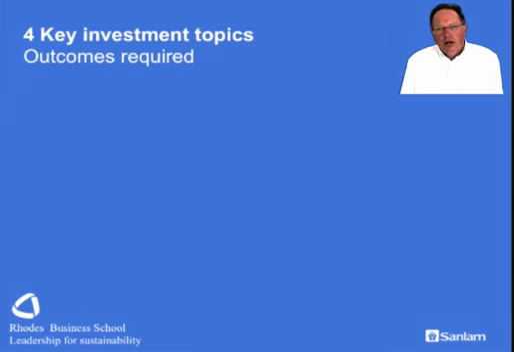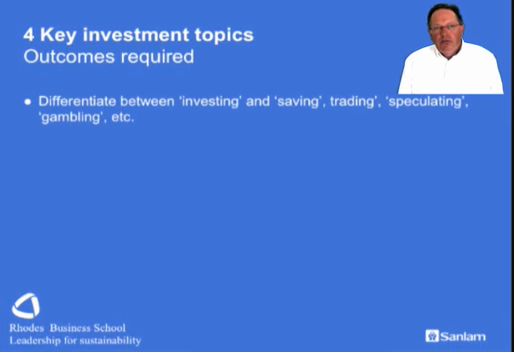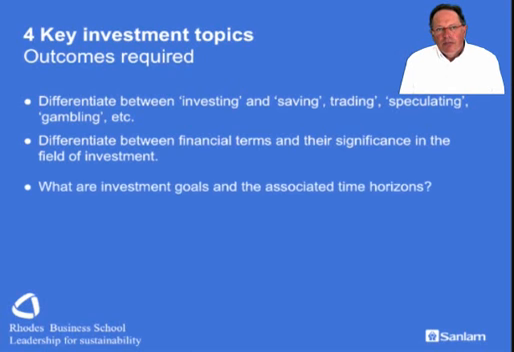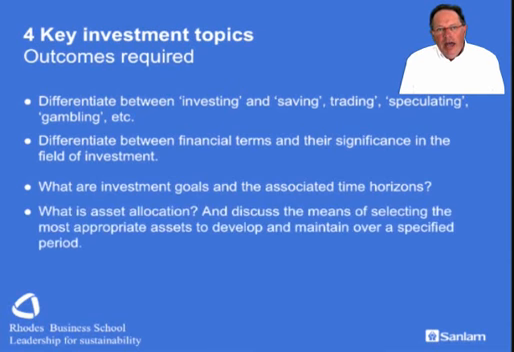So, what's it all about? Here are the 4 outcomes that are required. We need to be able to differentiate between trading, saving, investing, and speculating. What are they all about? We also need to be able to differentiate between the different financial terms and the significance thereof in the concept of investment. We also need to look at the investment goals and associated time horizons. What's all that about? And finally, what is this question and issue about asset allocation?